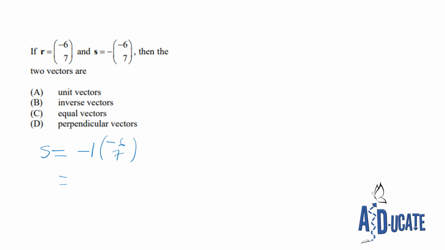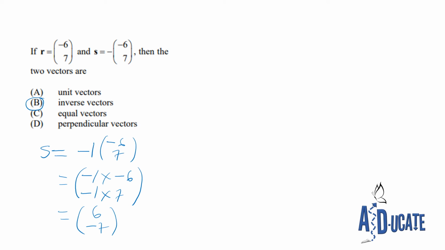If we expand that and simplify, we have -1 times -6 and -1 times 7. So the x and y components are multiplied by the scalar quantity. And so what we have now is (6, -7). From this, we can see that vector r and vector s are inverse vectors. So that would be B for this one.